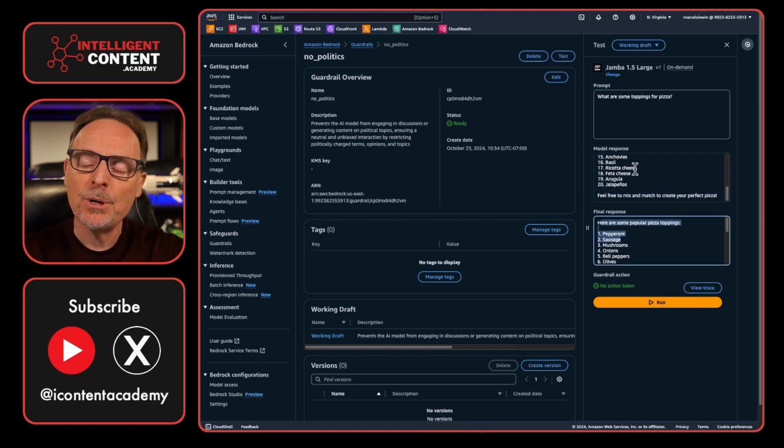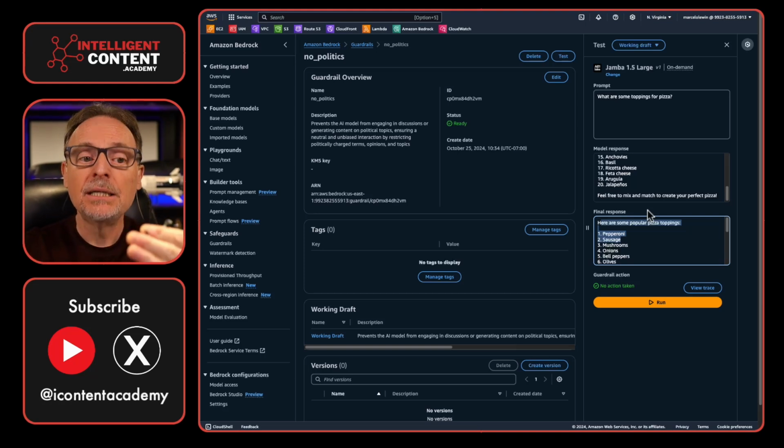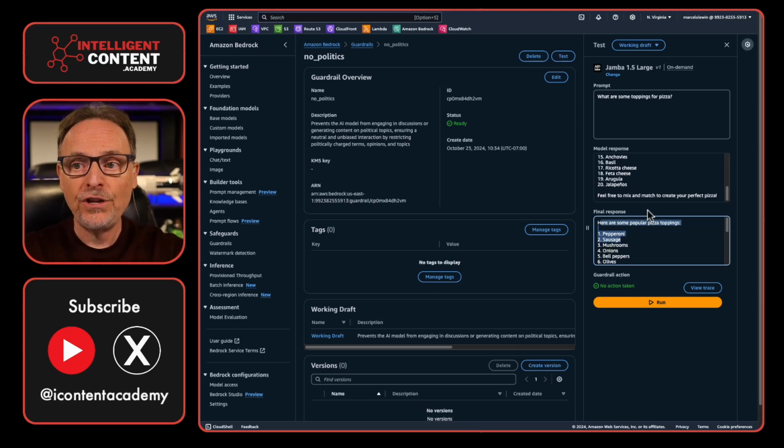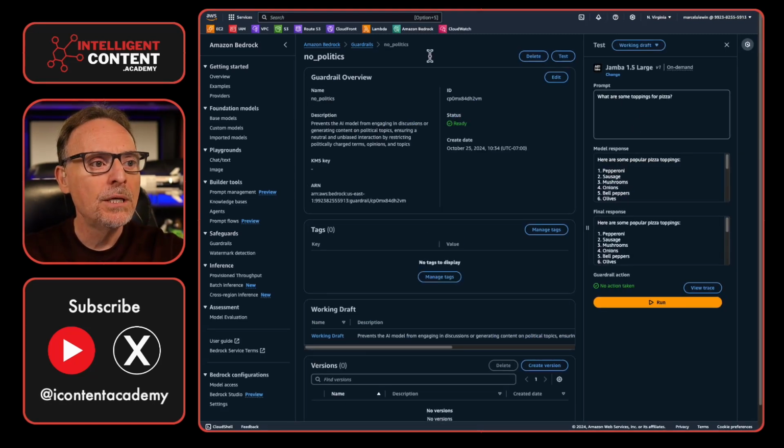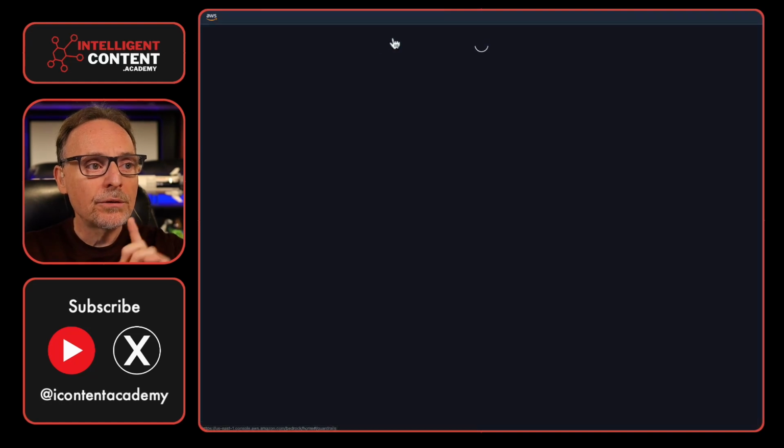Why is there a model response and final response? Because remember, after the model is done responding, maybe it'll change it. And you'll see that when we're talking about PII information, you'll see how that's going to happen. But if we look at the trace now, everything passed, right? No action taken on anything. Everything passed, okay. So that's no politics.